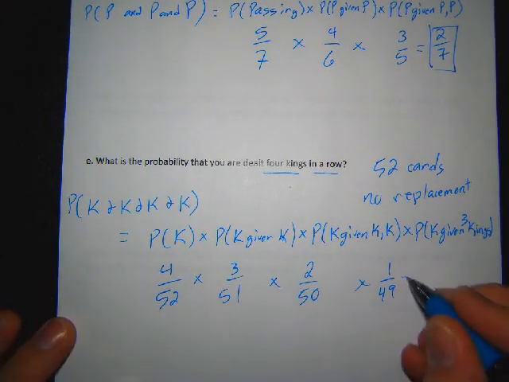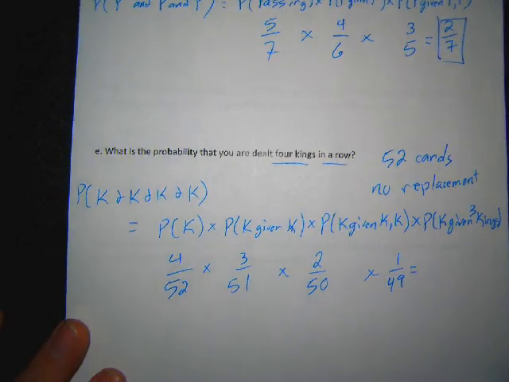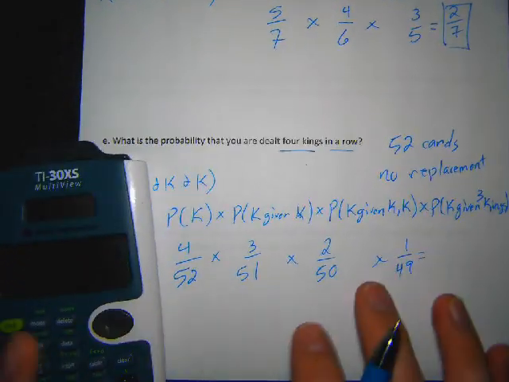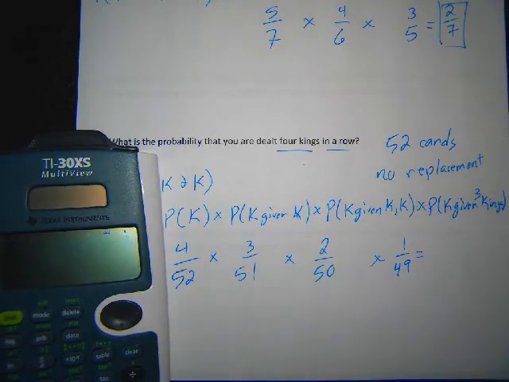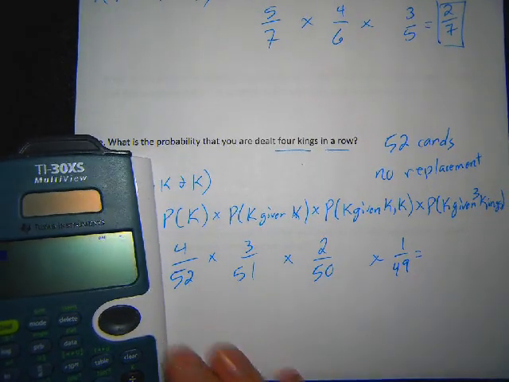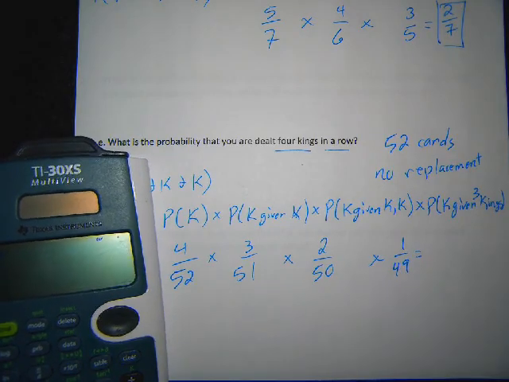Okay, let's multiply this out. Again, I'll use the TI-30. It's a little bit nicer for these fraction things. Again, you can do the same thing on the TI-84. You just have to use the math fraction one. But I'm going to go ahead and use the fraction one here.